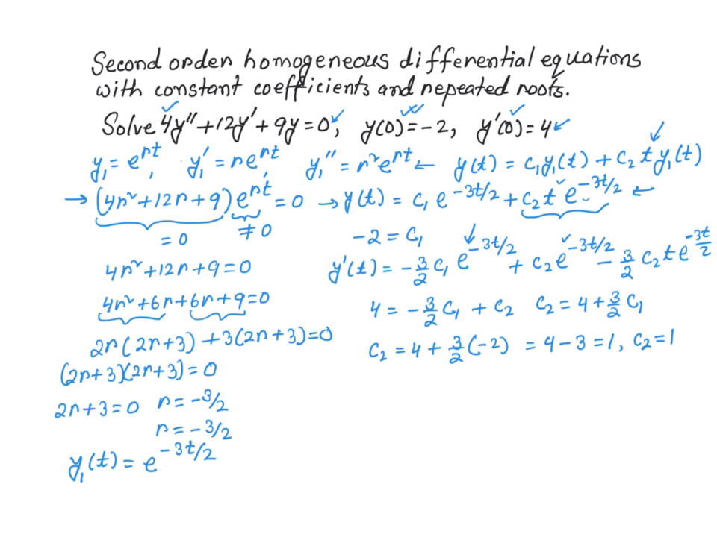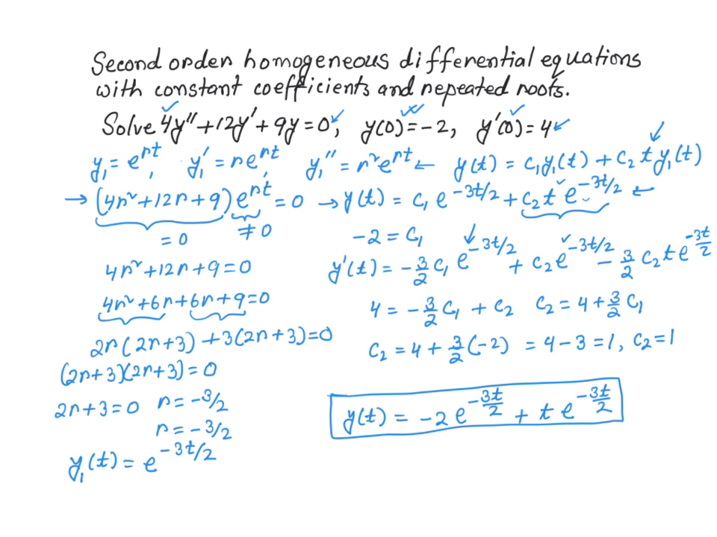So my c2 is equal to 1. Now my final solution is y(t) equals c1, which is negative 2, times e^(-3t/2), plus c2, which is just 1, so t times e^(-3t/2). And this should be your solution to this differential equation with the given initial conditions. I hope that this discussion was helpful. Thank you very much.